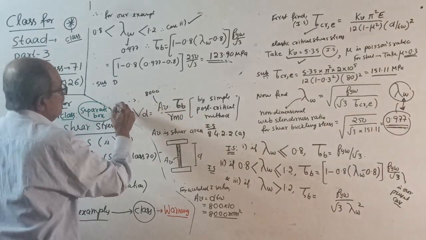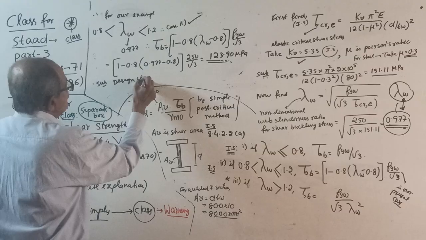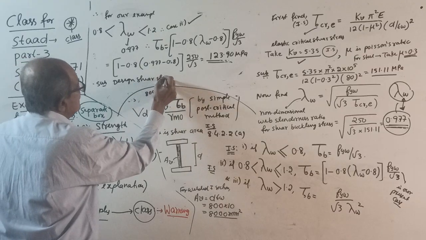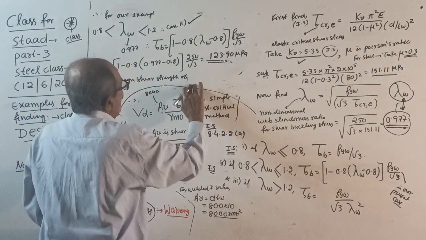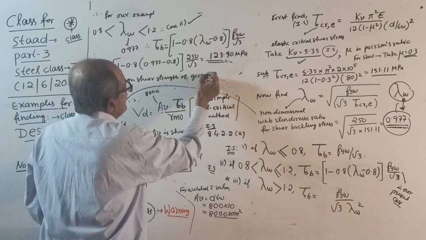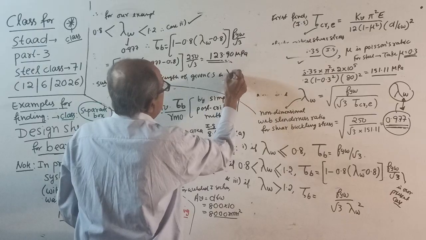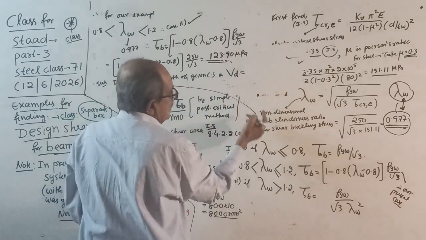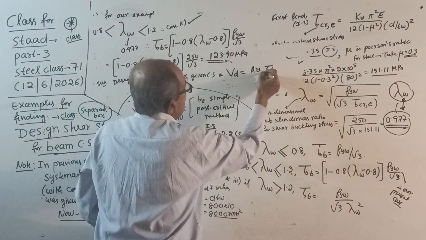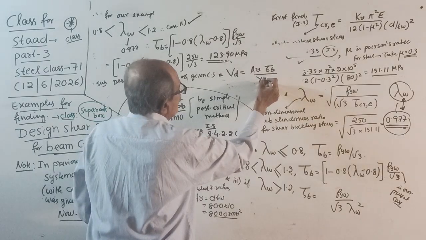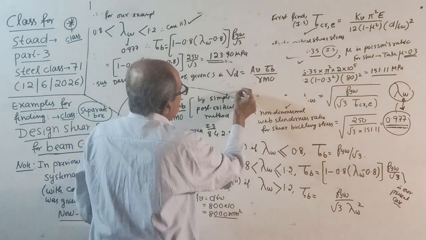See here, this already over earlier. Design shear strength of given cross section. I remove this one now, not required. That is Vd equal to how much? Once again formula, Ab into tau b divided by gamma m. Root 3 is not there. Root 3 is already accounted there. Be careful.